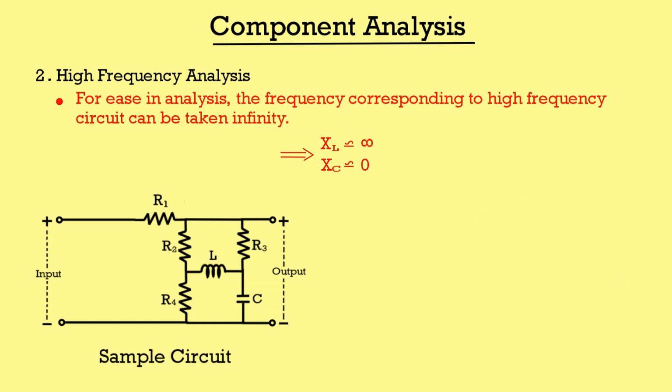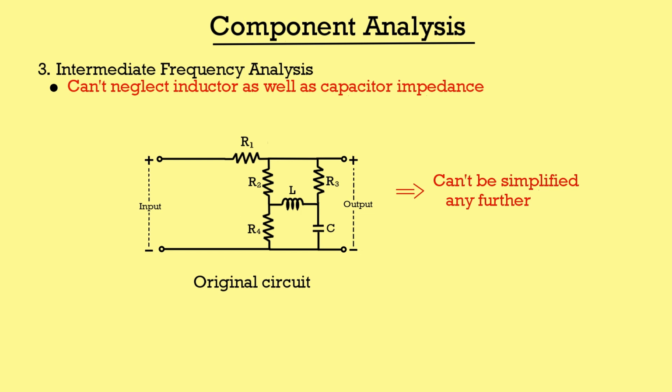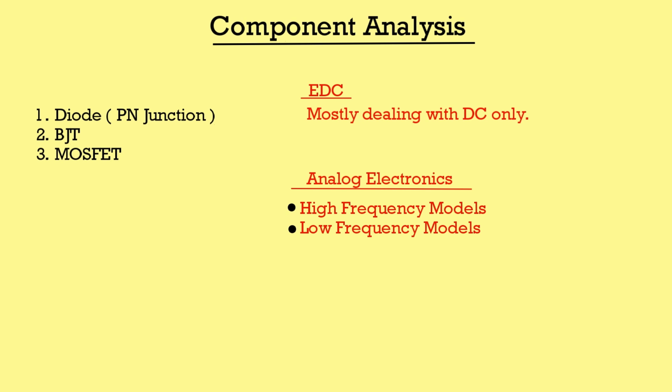Similarly, for higher frequency analysis, we will have capacitor impedance equal to 0, whereas inductor impedance leading to infinity, and the resultant circuit will come out like this. But when we deal with intermediate frequency, where we can ignore neither the inductor nor the capacitor, then the original circuit will have to be considered for analysis. Similar analysis can be done for equivalent models of different components. You have studied the diode equivalent model and will study BJT and MOSFET equivalent models also.